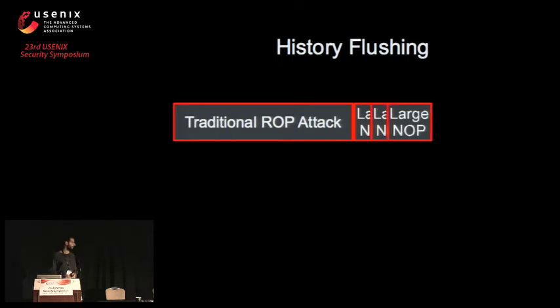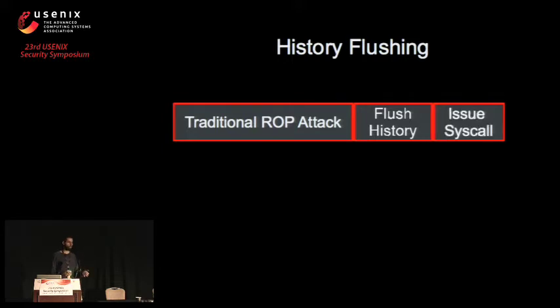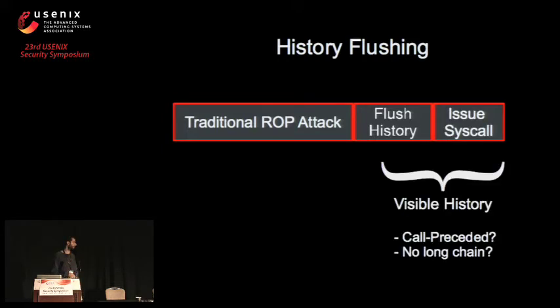And then I'll insert it again and again, and we'll keep doing this a large number of times. I'll just abbreviate this as history flushing. Then we issue the system call. So now the important question is, what does kBouncer get to see here? Well, what kBouncer gets to see is only the history flushing and then issuing the system call.